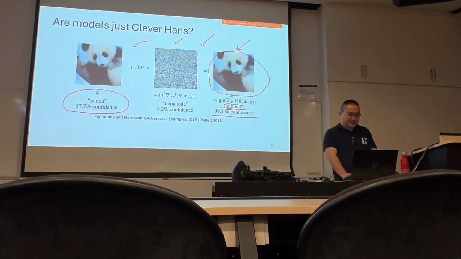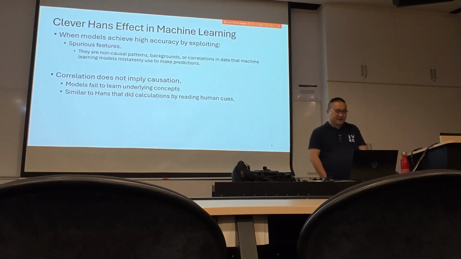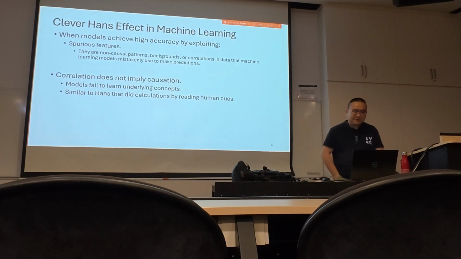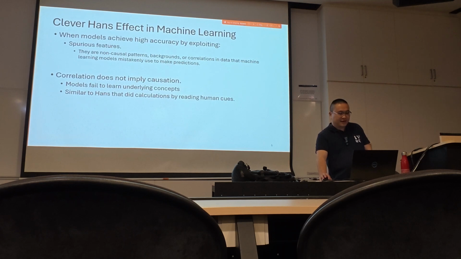And this is called the Clever Hans effect in machine learning. Specifically, this happens when models achieve high accuracy by exploiting spurious features. So what are spurious features? Spurious features are non-causal backgrounds or correlations in data that machine learning mistakenly uses to make predictions.